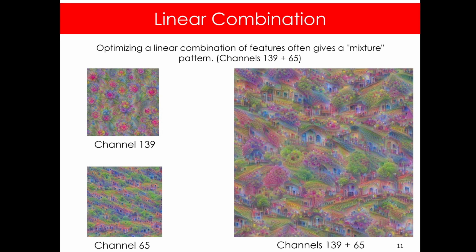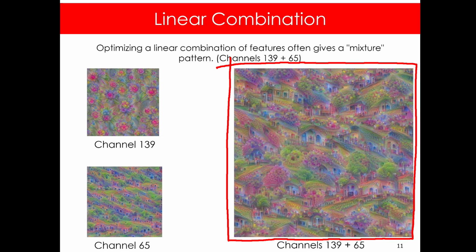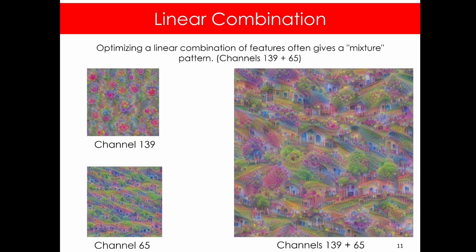Instead of just using one layer, we of course could use multiple layers. Or instead of just using one channel, we could use multiple channels too. Here you can see how the generated image looked when we used channel 139, and here you can see how the image looked when we used channel 65. If instead of using these channels alone, we would try to maximize the sum of the activations on these two channels together, then this would be the resulting image. These hallucinated patterns look like a combination of patterns from these two channels.